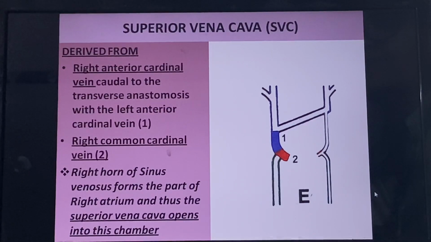Now right horn of sinus venosus forms the part of right atrium, as you know. Thus the superior vena cava opens into this chamber, that is in which part? That is right atrium of the heart.